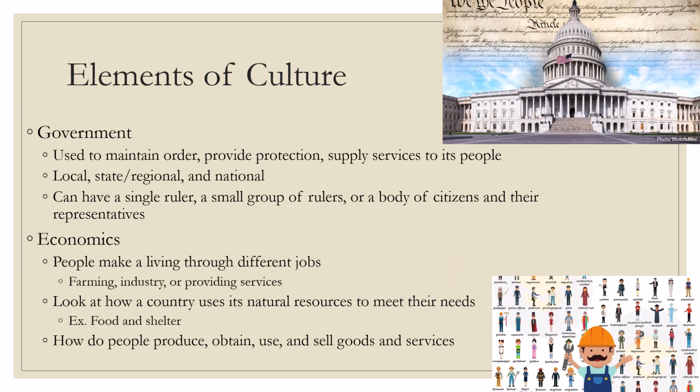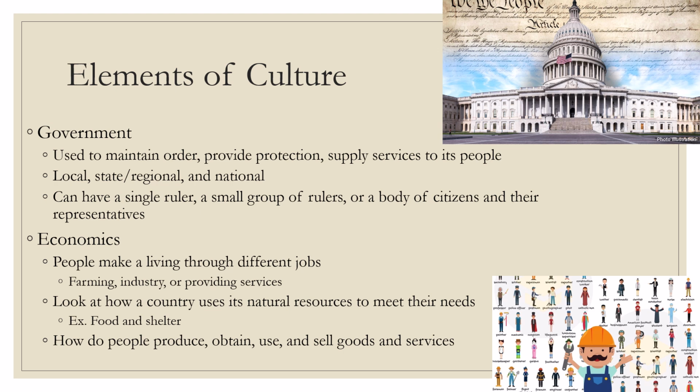And then government, we will get into this later, but there are different forms of governments, different types of governments, and government is actually really, really important because it allows us to agree on some common things and agree on how our society should be ran. Governments can also maintain order, so if there are protests or riots, the government's going to come in and make sure that everything is done safely. They might provide protection from outside enemies. They can supply services to their people.